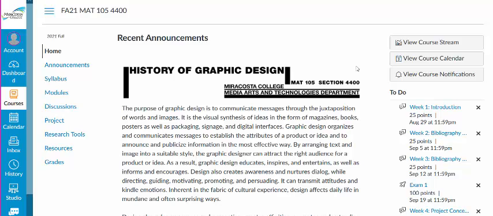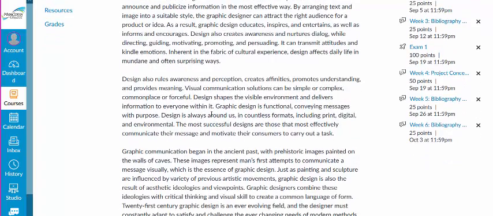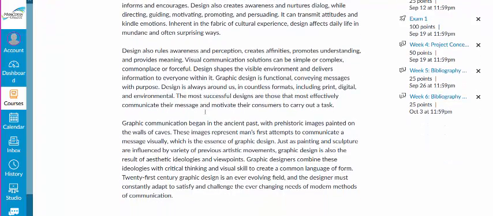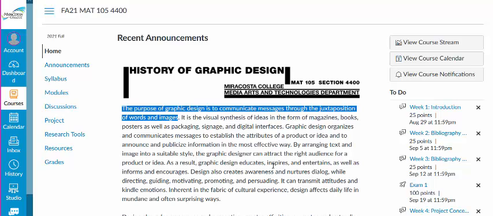Here we are in our Canvas home page. And there is some information here that I'd really like you to read about, which defines what graphic design is. The purpose of graphic design is to communicate messages through the juxtaposition of words and images. So it's important to understand that graphic design is the combination of words and images in order to communicate a message.